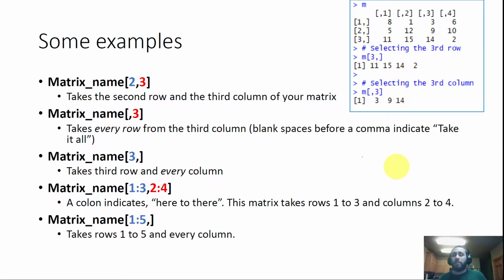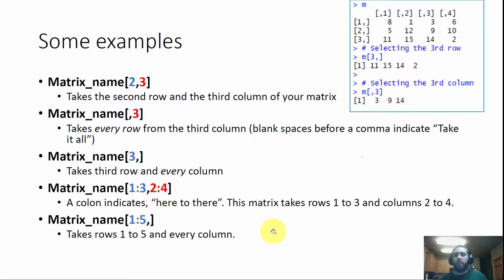And you can do the opposite where you can get the third row of every single column. Additionally, we can use a colon to indicate that we want an array of rows and an array of columns. So essentially when you see the colon, just think here to there. In this matrix, our fourth matrix here, we're going to get rows 1 to 3 and columns 2 to 4. So this matrix takes rows 1 to 3, as we can see, 1 colon 3, and columns 2 to 4.